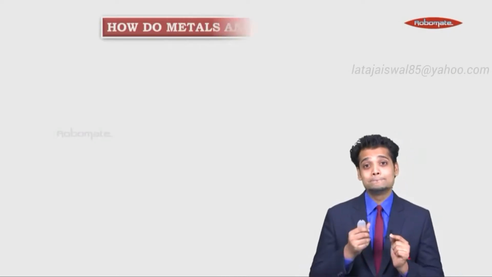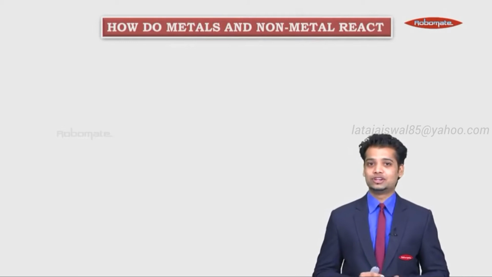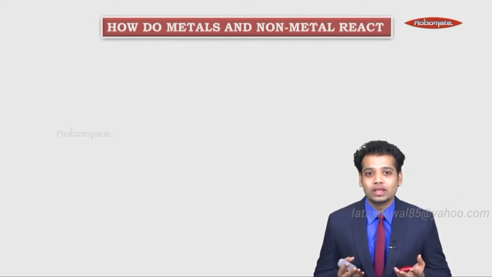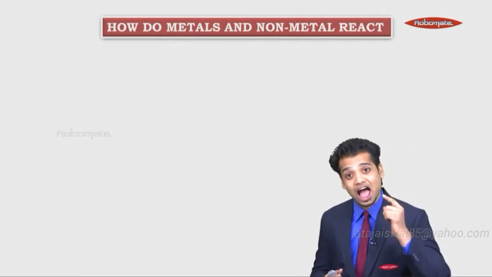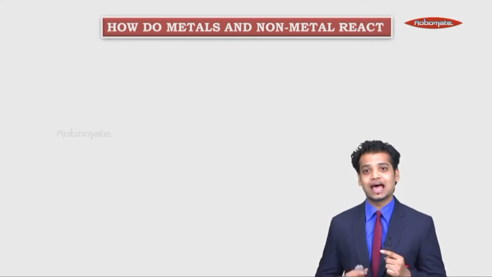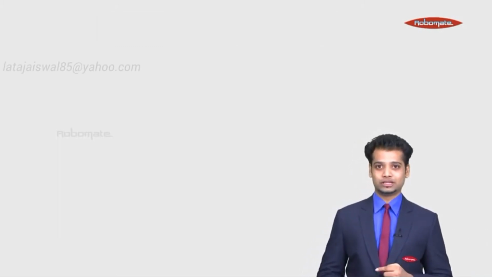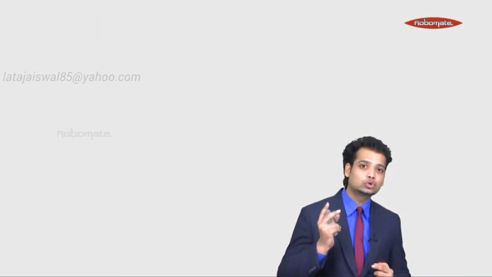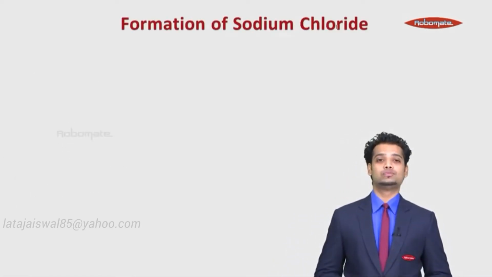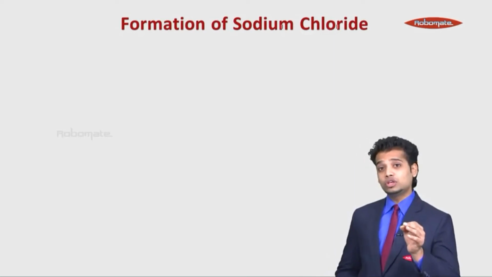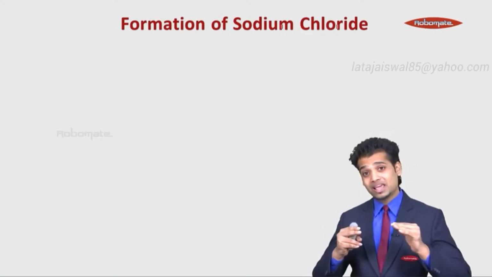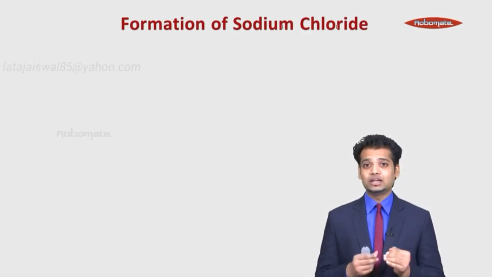How do metals and non-metals react? So let's understand how metals and non-metals react. Let's take a metal, sodium, and a non-metal, chlorine. Formation of sodium chloride. One of the very important concepts of chemistry, to make a little bit better understanding.